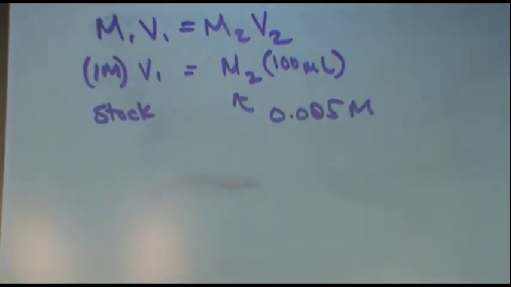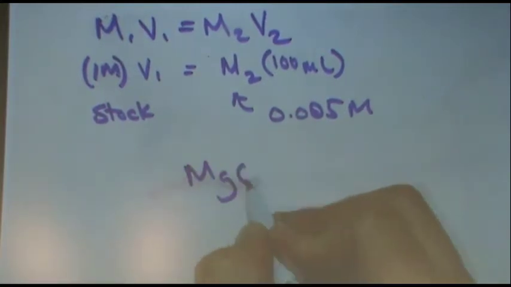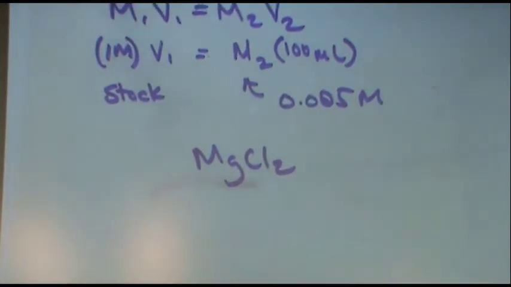Cool, that's part A. Part B, what is the concentration of chloride ion in the stock solution? Well, this is MgCl2. It's basically going to double. There's 2 moles of Cl in every 1 mole of MgCl2. So you double your answer, whatever that is. Okay, next. Yes?